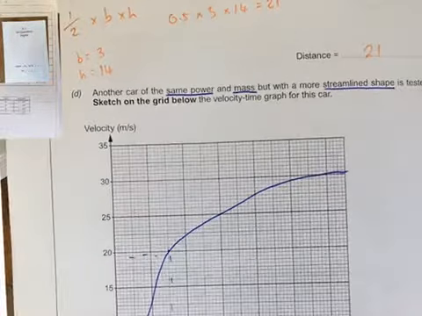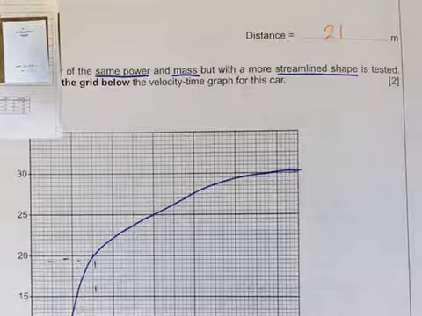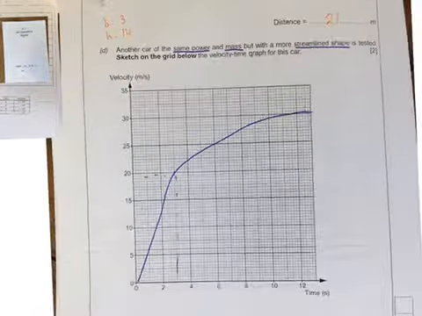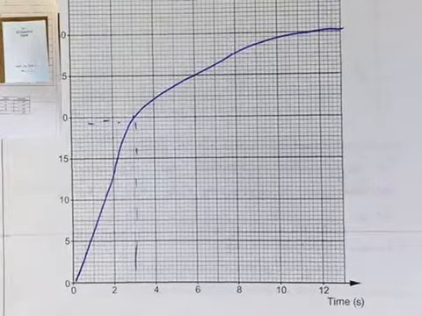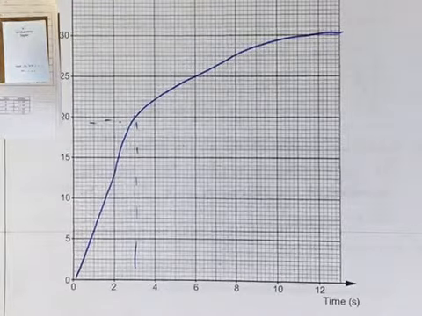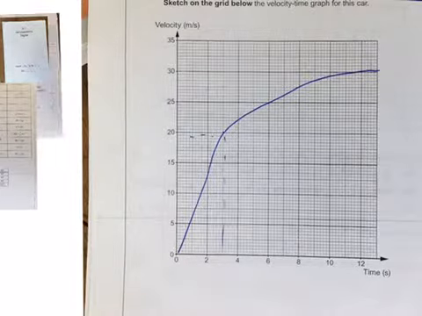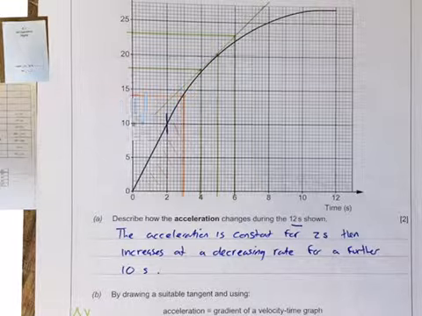Let me shrink that. And then another car of the same power and mass, but with a more streamlined shape. So that means it's going to get to its velocity quicker, because it's more streamlined, less air resistance. And it's a bit shocking, my graph here. The main thing I need to do is, in 2 seconds, get above what it was in my last graph, which was 14 meters per second, and then it needs to start curving.